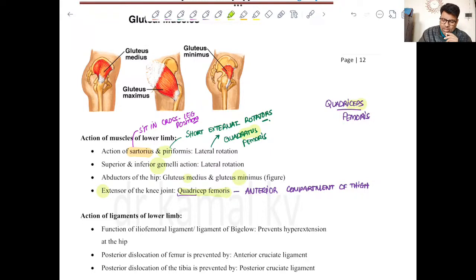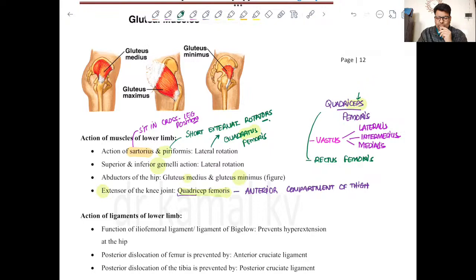In quadriceps, there are four muscles, out of which there are three: vastus lateralis, medialis, and intermedius. Clear? And the fourth one is rectus femoris. So these are the four muscles which are included in quadriceps. Clear? Like biceps, triceps. So similarly quadriceps.